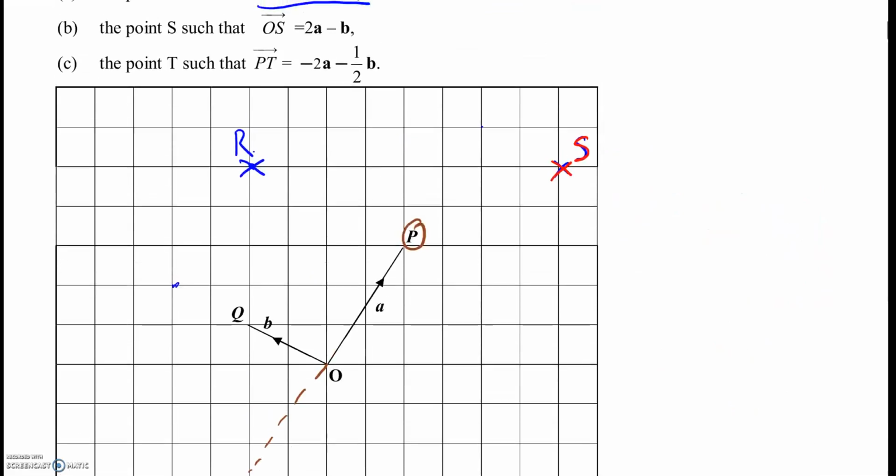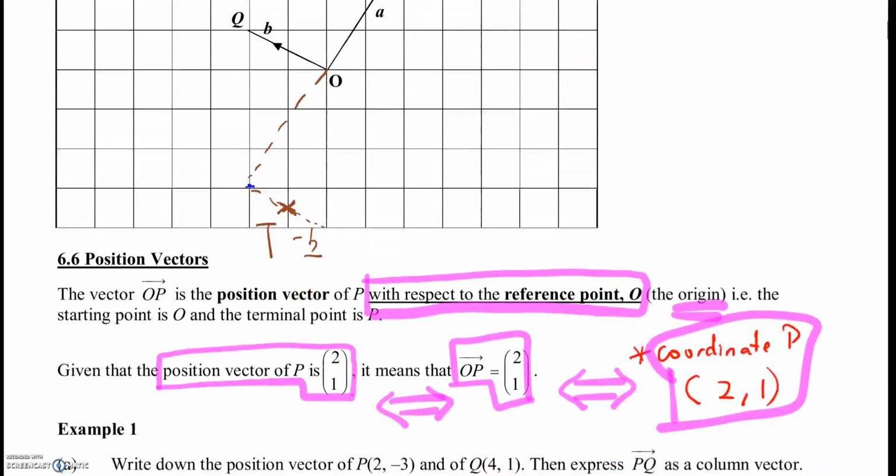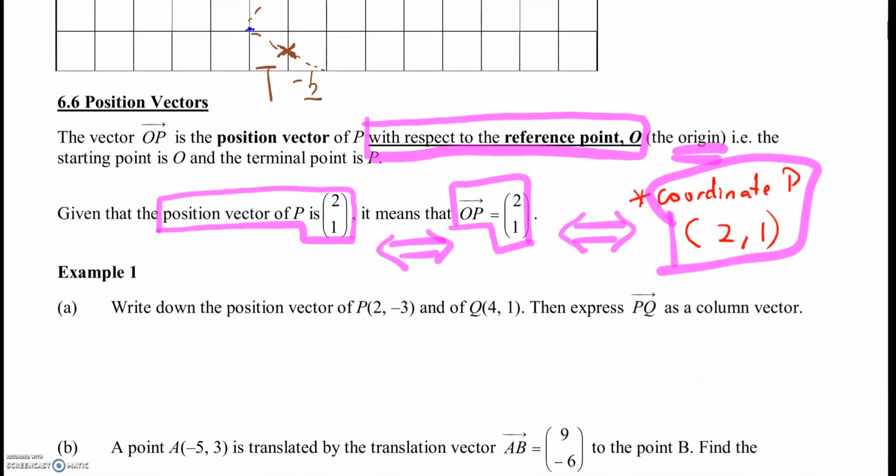Okay. So check that your answer for R, S, and T is like that. Then after that, for position vector, you want to know what position vector actually means for reference. The position vector of P will be taken with respect to the reference point O. So if I tell you the position vector of P is (2, 1), you must be able to tell me OP is equal to (2, 1). You must be able to tell me the coordinate of P is (2, 1).